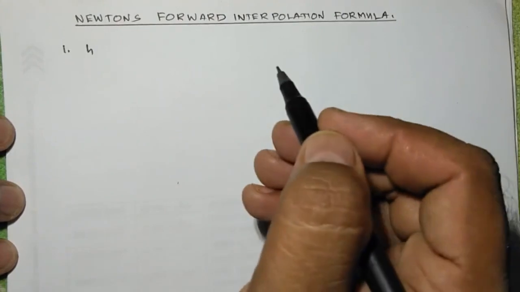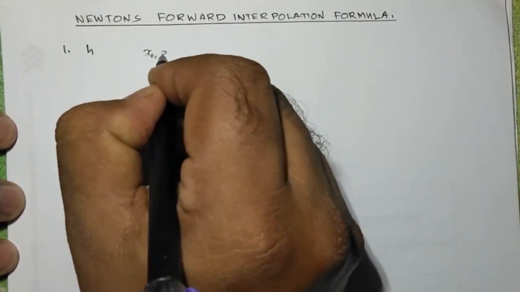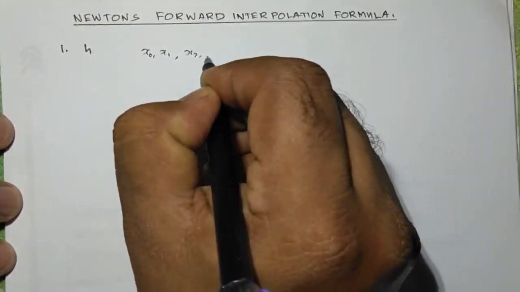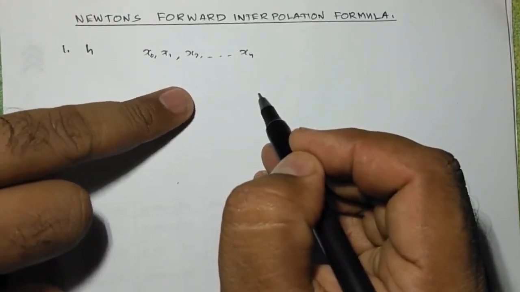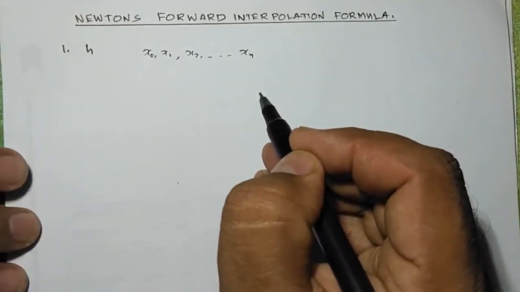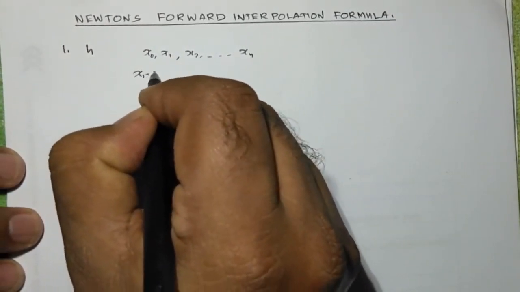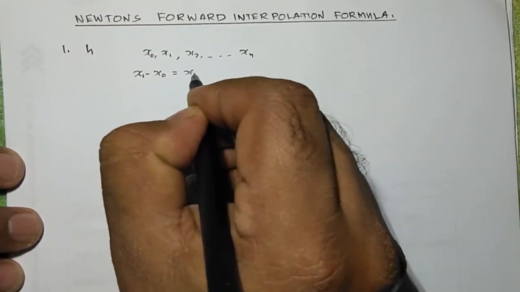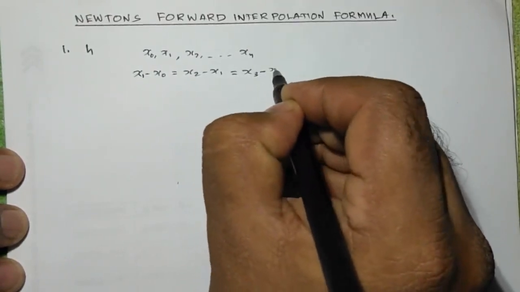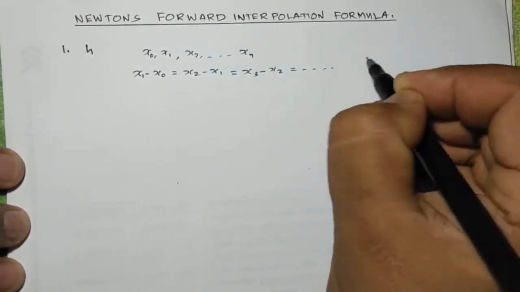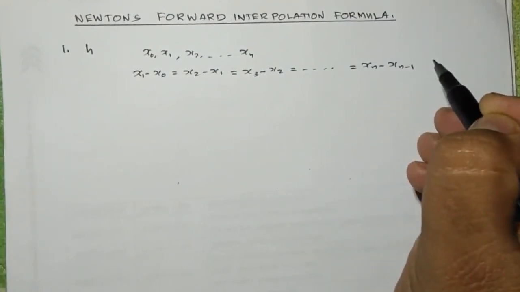We know that the n plus 1 independent variables are x0, x1, x2, etc., xn. These consecutive values should have a difference of h between them. Or we may write it as x1 minus x0 equal to x2 minus x1 equal to x3 minus x2 equal to etc., xn minus xn minus 1. This is the first condition.